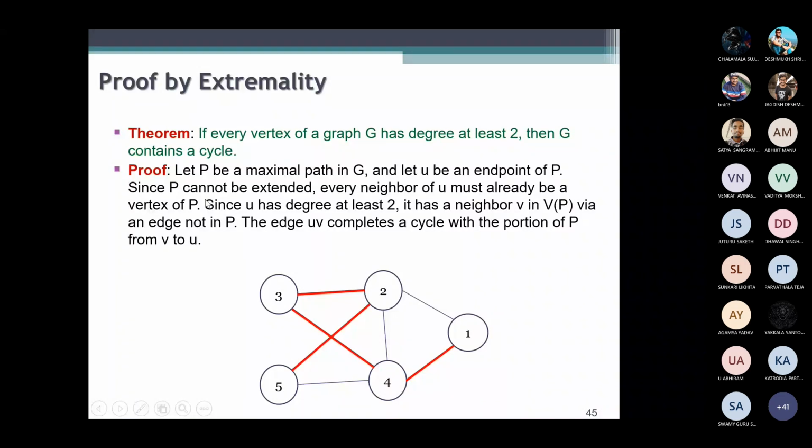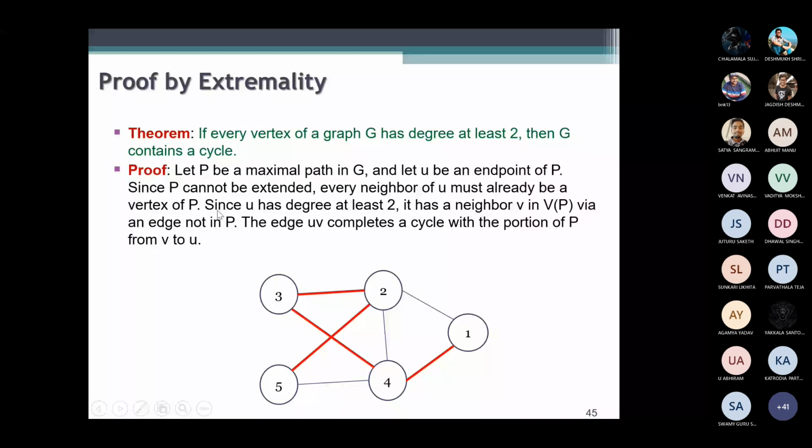Okay, since P is a maximal path, it cannot be extended. Since this path P cannot be extended, every neighbor of U must already be a vertex of P. For example, in 1 4 3 2 5, you can take either 1 or 5 as U. Suppose you take 5 as U. Then what are the neighbors of 5? One is 2, one is 4. So every neighbor of U must already be a vertex of this path.